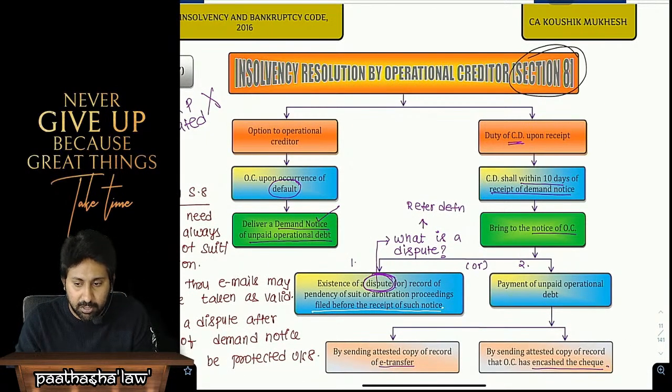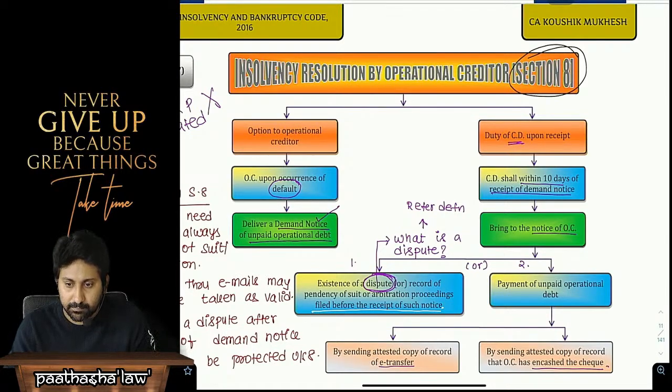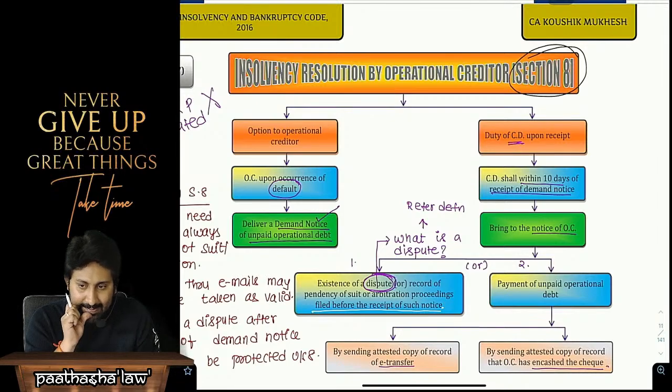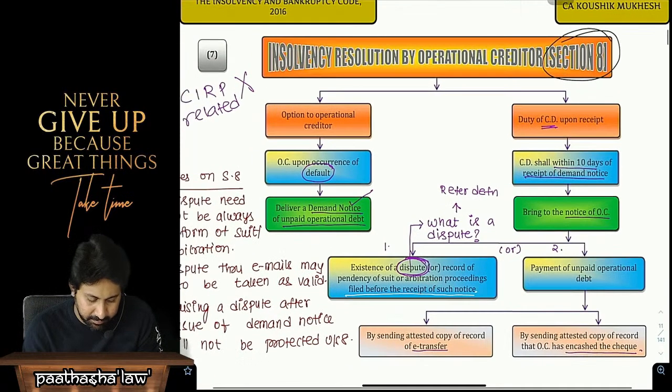Hope everyone understood up to here clearly. So hope everyone understood the point clearly up to here. I am going into the next one, Section 8.